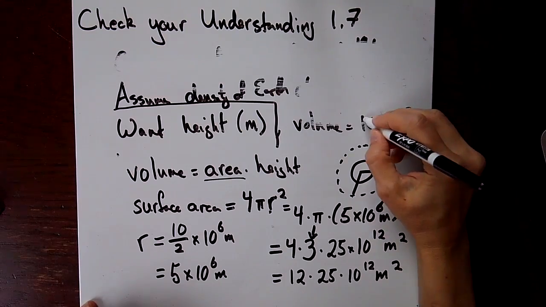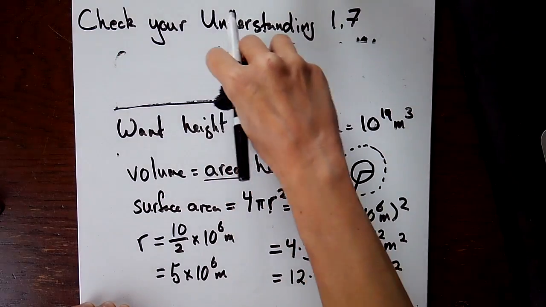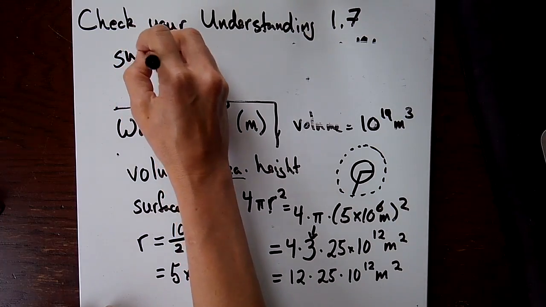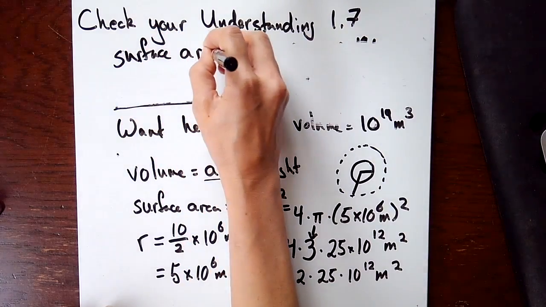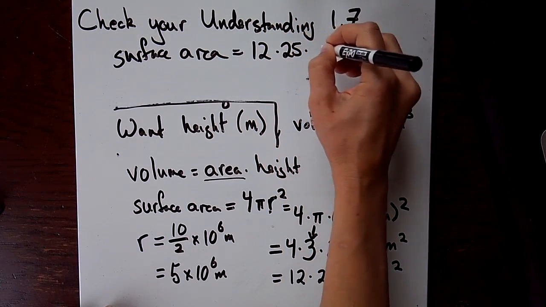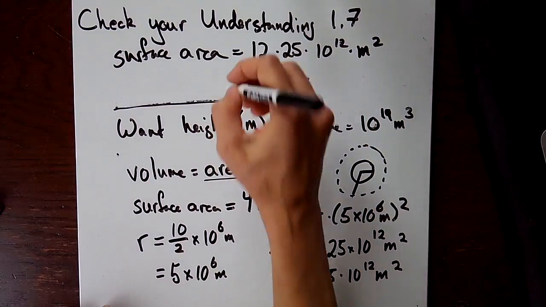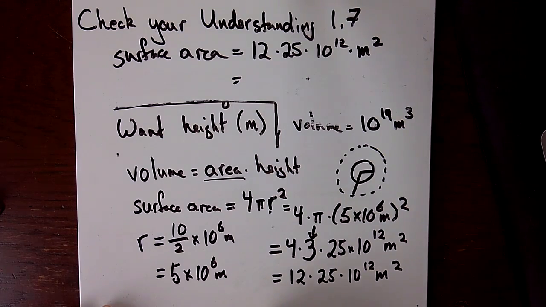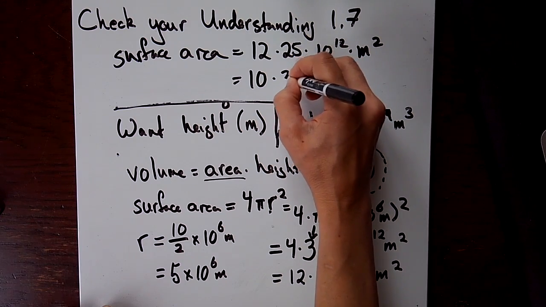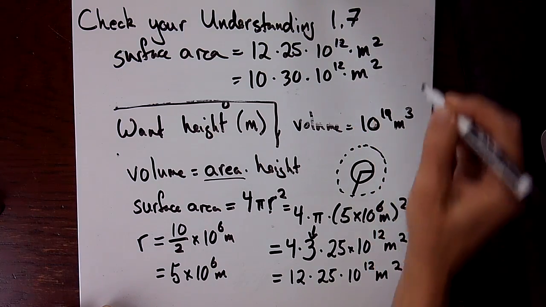Oh, we need to keep the volume. We're going to use that still, 10 to the 19th. We want the height, so I'm keeping that. All right, so surface area. We ended up with 12 times 25 times 10 to the 12th times meters squared. And we are going to do some rounding because we only want that one significant fig. So 12, that would round down to 10. 25, that would round up to 30. Don't need to do anything with the 10 to the 12th or the meters squared.